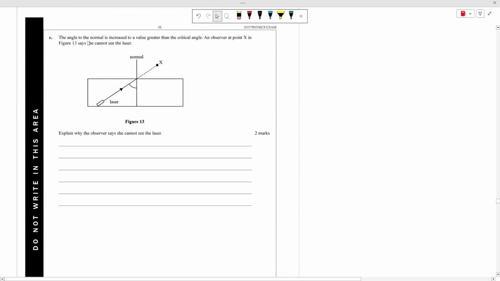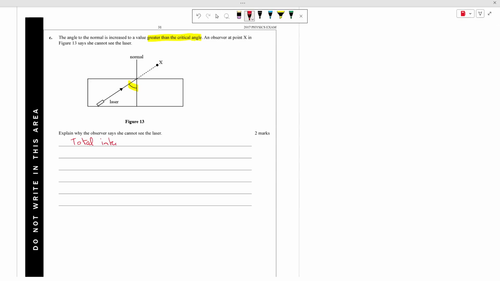Part C, the angle to the normal is increased to a value greater than the critical angle. An observer at point X in figure 13 says she cannot see the laser. Explain why the observer says she cannot see the laser. Well, it says here the angle is increased to a value greater than the critical angle. Okay, so obviously if it's greater than the critical angle, total internal reflection is occurring. So that's all you have to say.